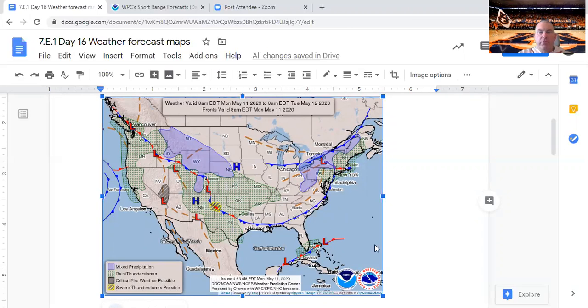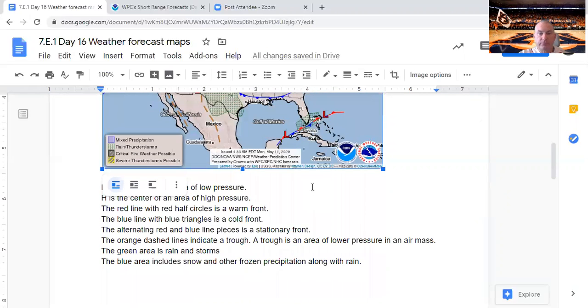Then we have one more thing on here that's kind of new to us, and that's this orange dash line right here. That's called a trough. So the orange dash lines indicate a trough. A trough is an area of lower pressure in an air mass.